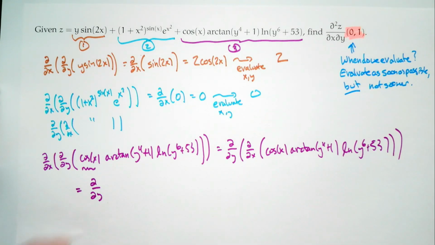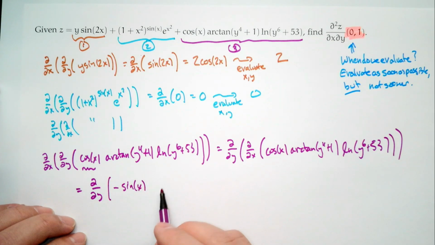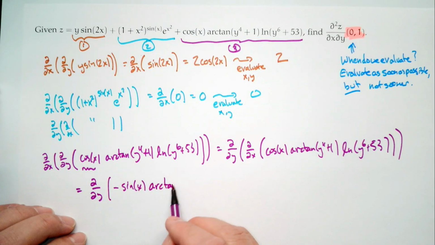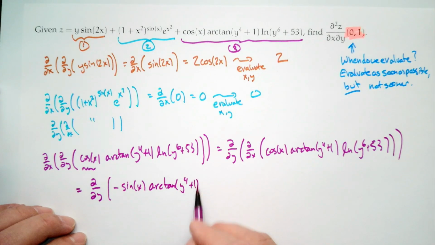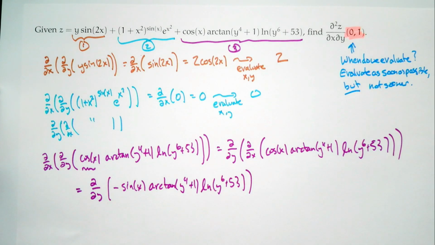Yeah. Just take the derivative of cosine of x, it's negative sine x. Everything else is a constant. And now we have negative sine of x times arctangent of y to the 4th plus 1 times log of y to the 6th plus 53. Now at this point we're probably like, all right, we got to take that derivative. Or do we?